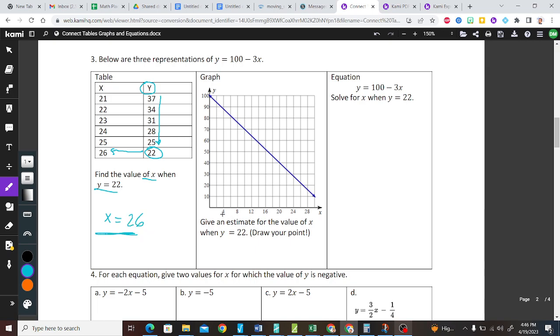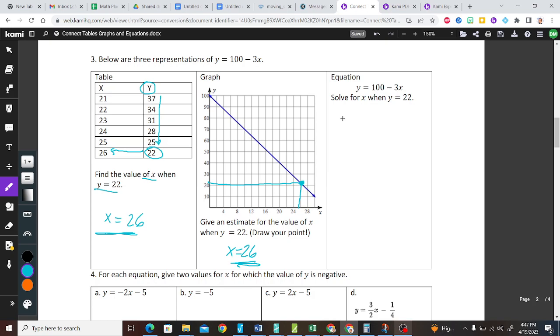It says, give an estimate for the value of x when y equals 22. Draw your point. So 22 is roughly around here, and my point would be somewhere right around there. And it looks pretty close to x equals 26, because if I go down here, it'd be pretty close to 26.